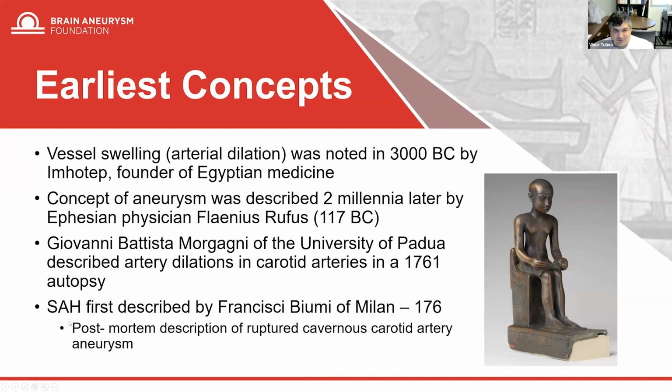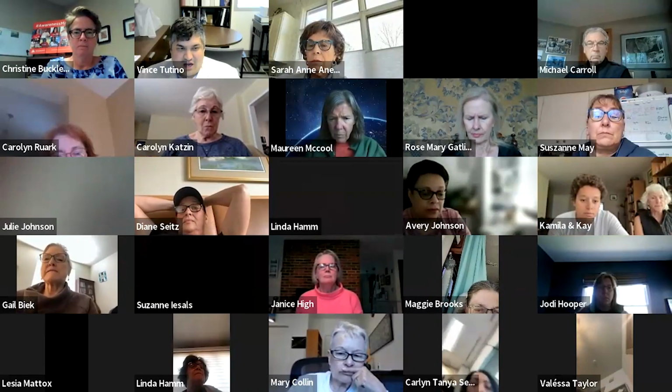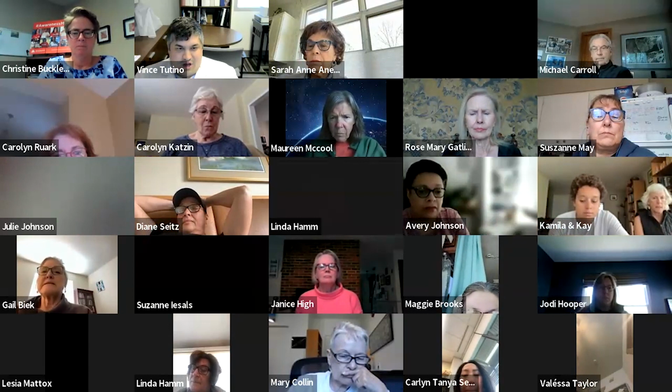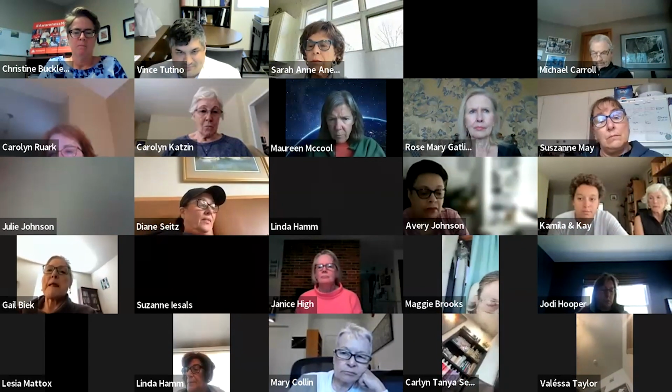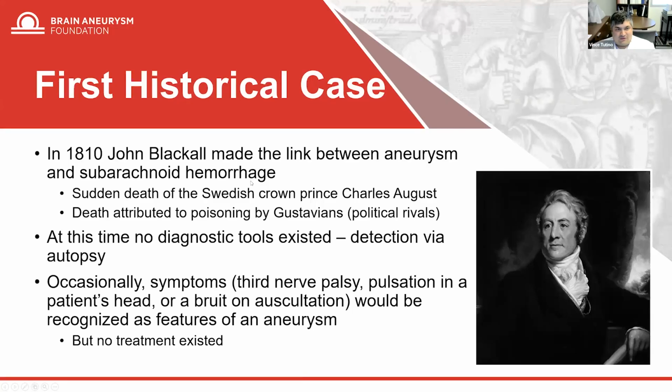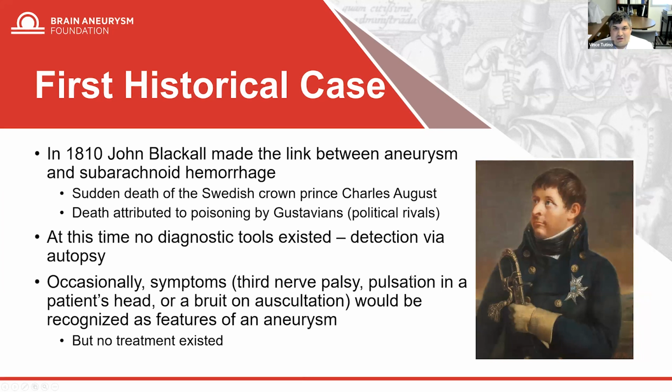The first description of a subarachnoid hemorrhage, or SAH, was by a doctor in Milan, around the year 176, on a postmortem autopsy where the carotid artery had ruptured. It wasn't until the 1800s that an English doctor, John Blackall, made the link between aneurysm rupture and subarachnoid hemorrhage. The first historical case of an aneurysm rupturing, causing subarachnoid hemorrhage and leading to someone's death, was the death of this man, the Swedish Crown Prince Charles August, who died of a ruptured aneurysm while he was riding a horse.